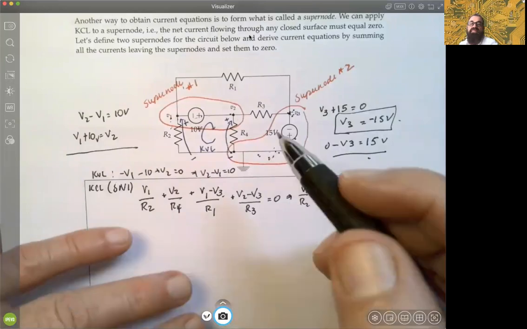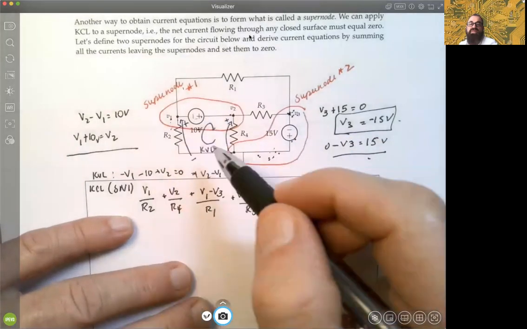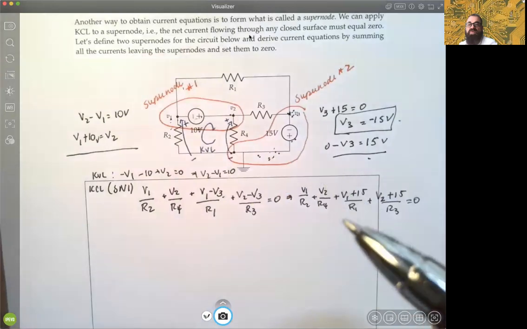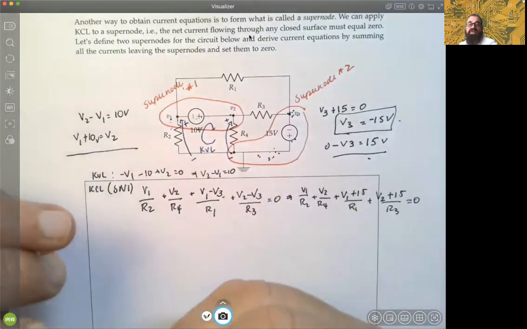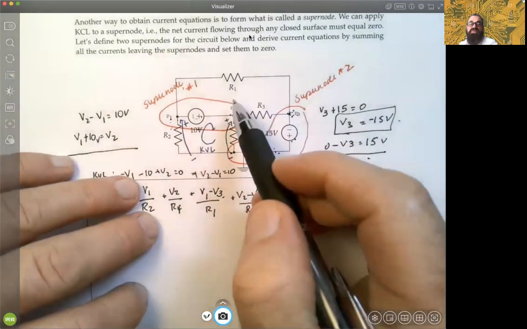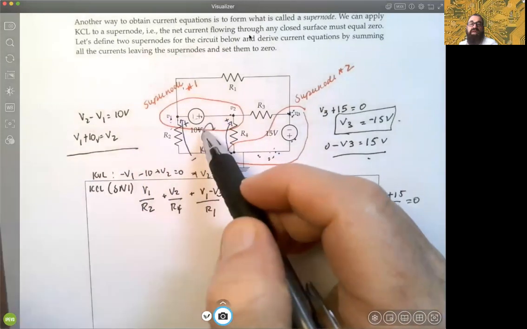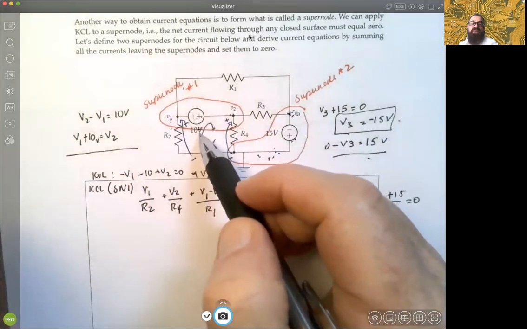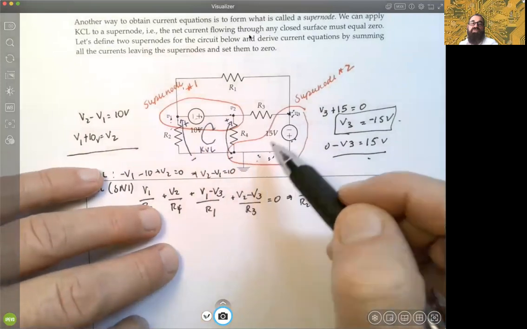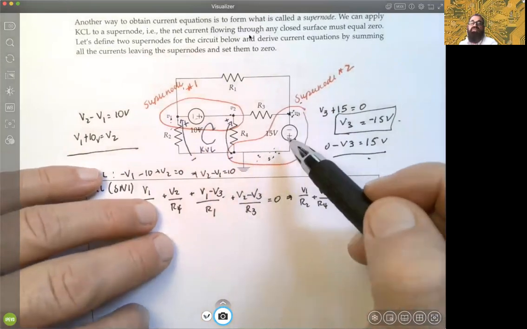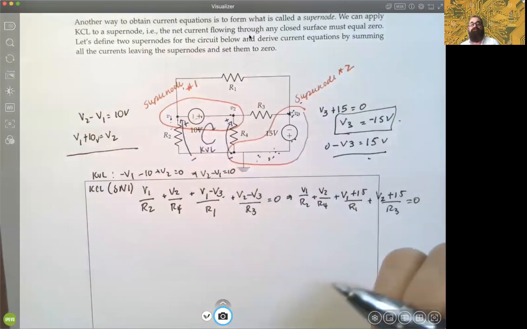Again, think about how we would represent the voltage relative to the nodal voltages, okay? Going from V2 to V1 would have to generate 10 volts, okay? Going from 0 to V3 would have to generate 15 volts, okay?